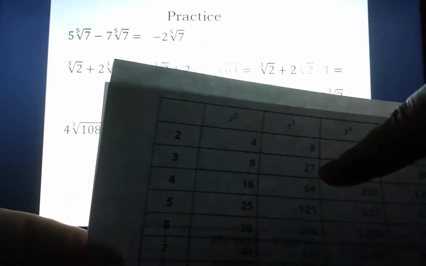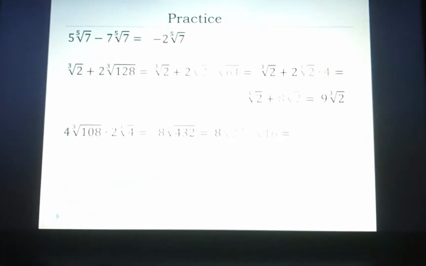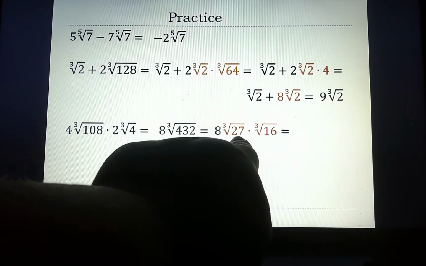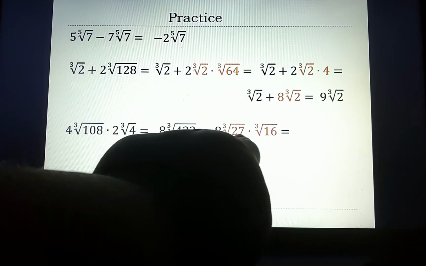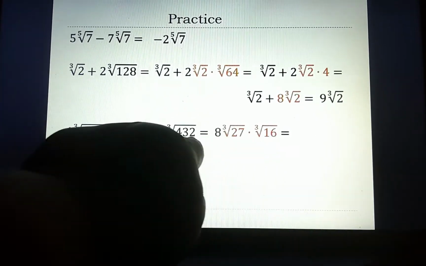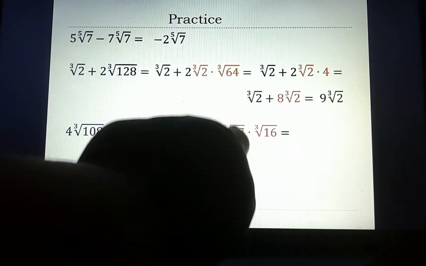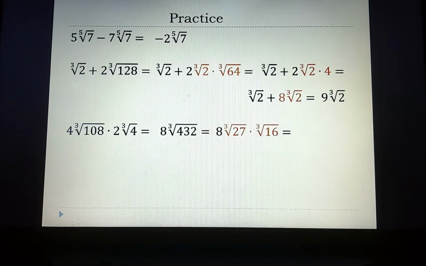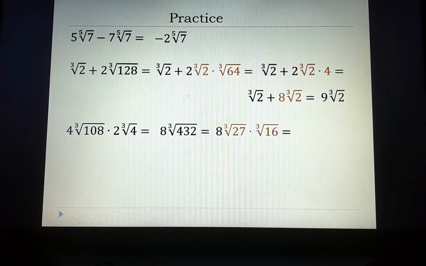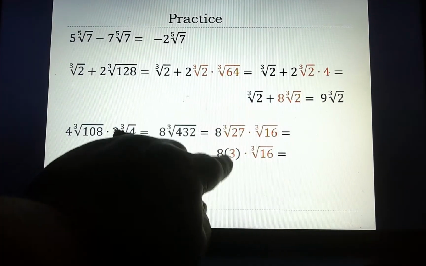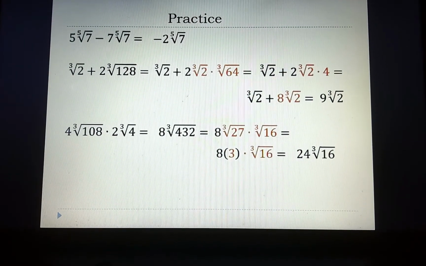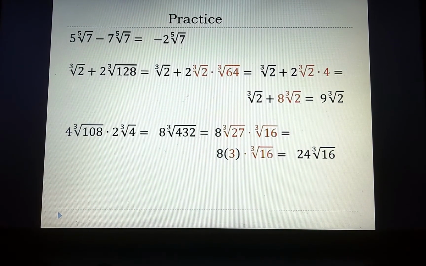27 and 16. Okay, so the 27 was on here. Okay, so I picked that one because it's on my list. This one just comes up because I have to multiply this by this to get this. So remember, the one on the list becomes the whole number. The third root of 27 on the list is 3. So keep my 8. This becomes 3. Keep this. 8 times 3 is 24. That's my final answer.